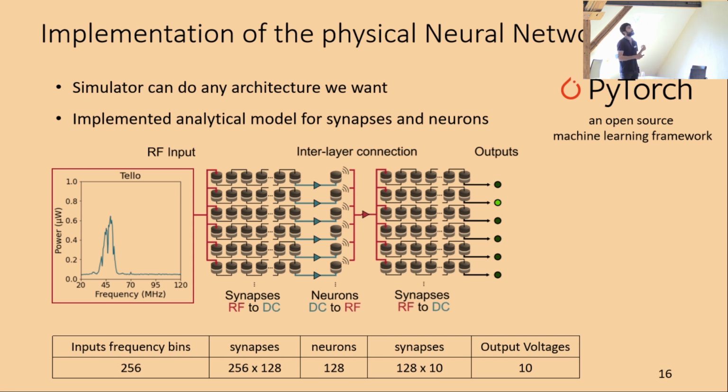Quickly, what I've done is I implemented a simulator that can do any architecture we want, I mean as deep as we want. And I use a framework which is open source, which is called PyTorch, which is used a lot in machine learning. I implemented also the analytical model for the synapse and the neurons. And I consider for this work a specific architecture, which is composed of 128 hidden neurons, which correspond to the center, and of course 10 output voltages, because we have 10 classes.